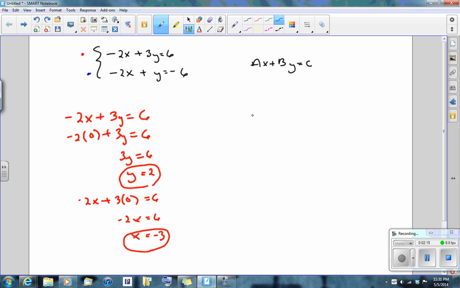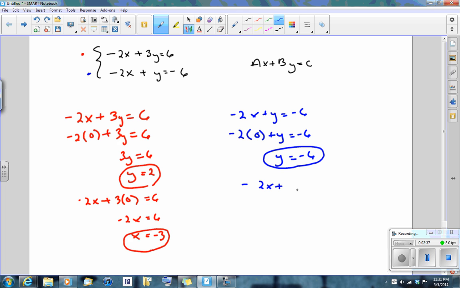Now, with the other equation, marked by the blue dot, negative 2x plus y equals negative 6. We'll substitute 0 in for x. And of course, negative 2 times 0 is 0. So y equals negative 6. That was nice and fast. That's our y-intercept. And now I'll put 0 in for y. Almost as easy and quick, divide both sides by negative 2. Get x equals 3. So now we have the pairs of x and y intercepts for both equations.